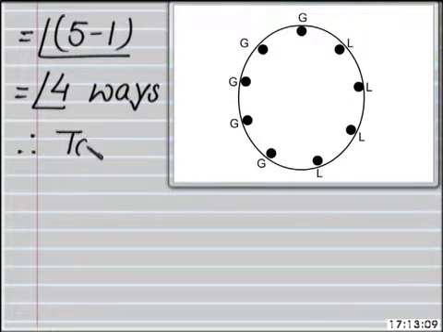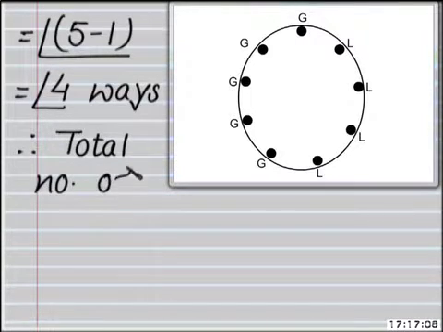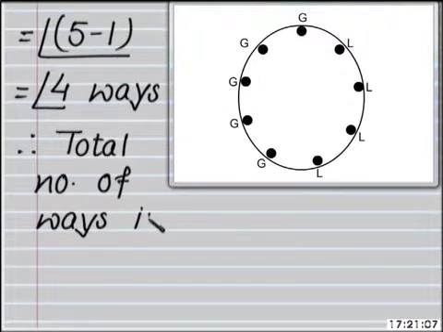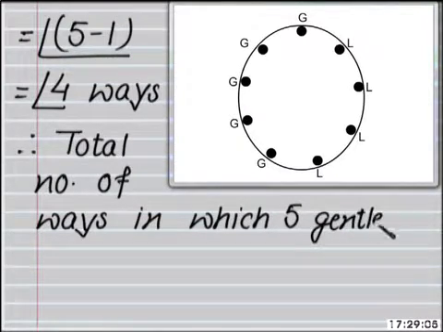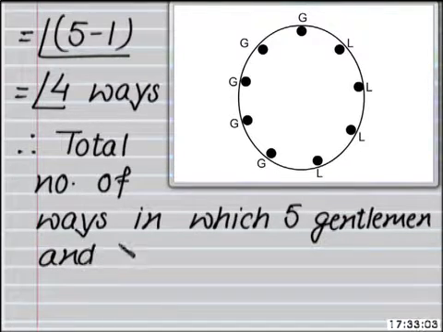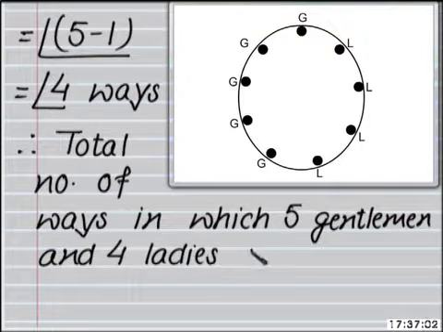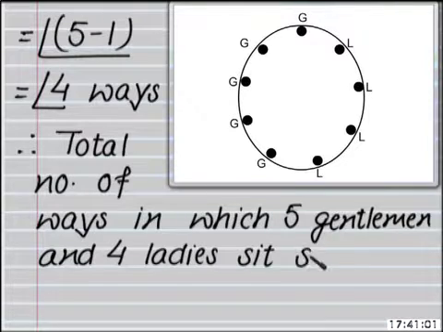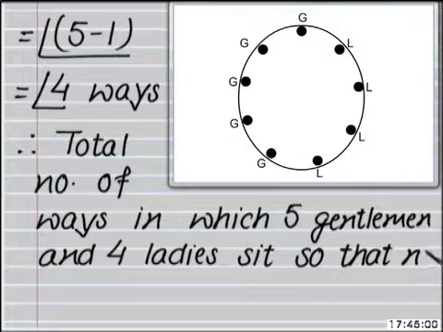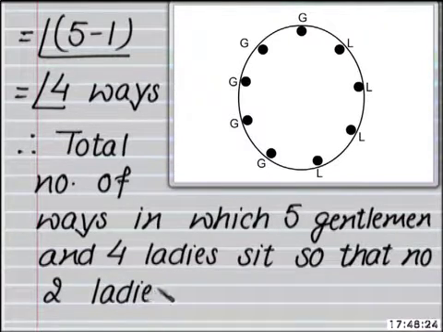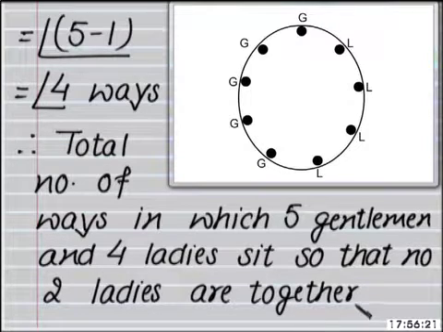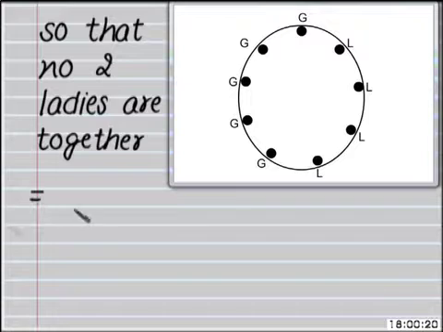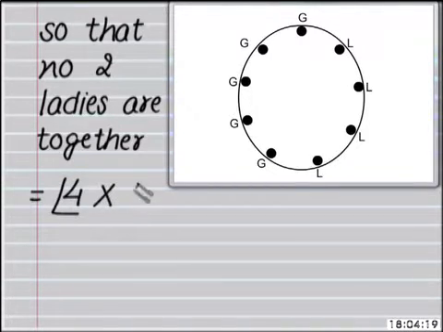Therefore, the total number of ways in which 5 gentlemen and 4 ladies sit so that no 2 ladies are together is equal to 4 factorial into 5 factorial, which we get by using the fundamental principle of counting.